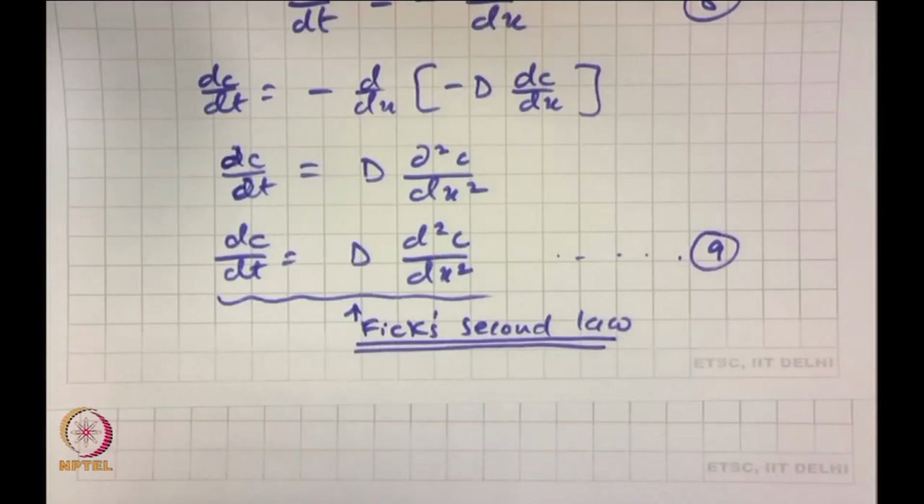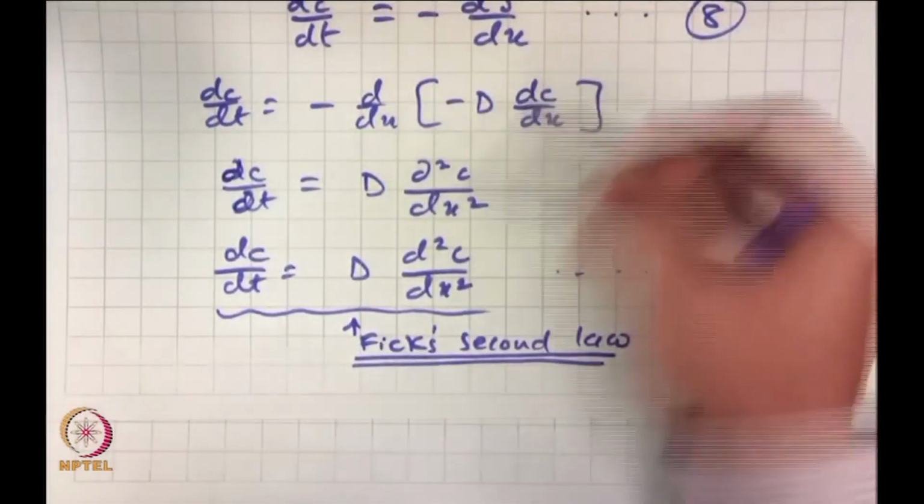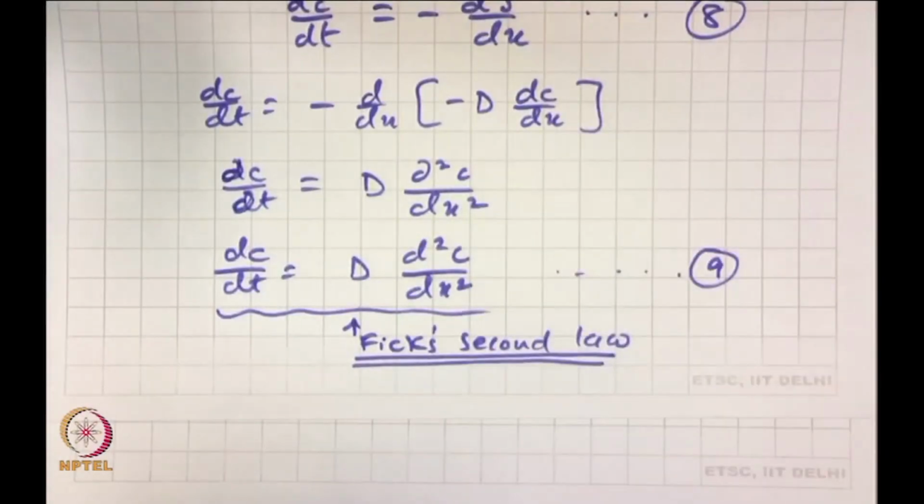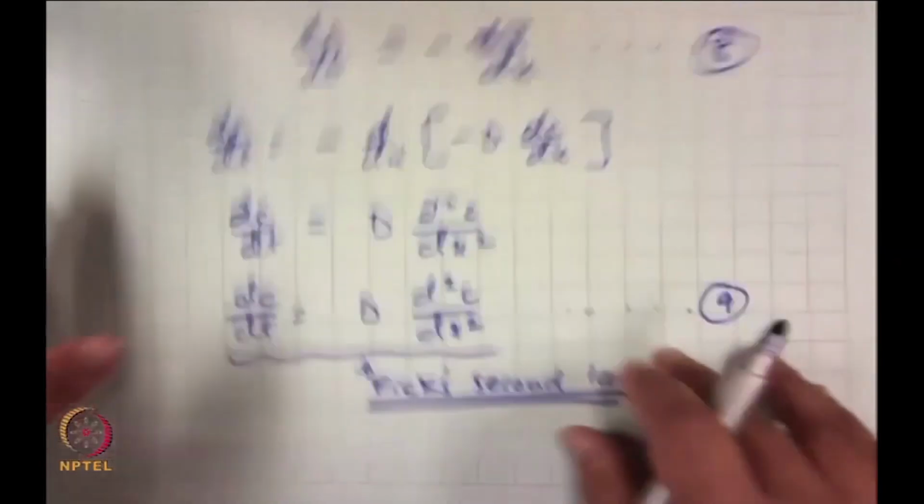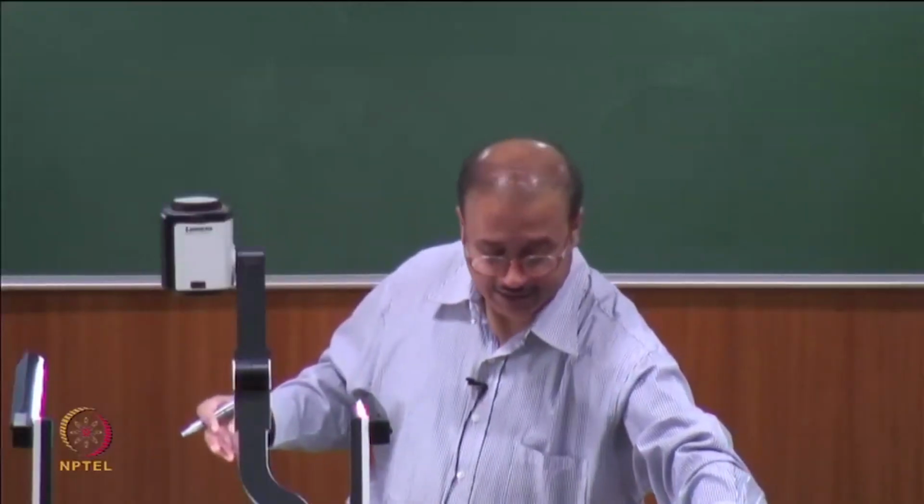Clear? What is the assumption here? There is one small assumption we have taken when we derive this. Especially look at this stage and then we come here. The assumption is that D is independent of x, right? That D is just a constant, it has no dependence on x. That is why it is not differentiated. Okay. Good. So, this is your Fick's second law.